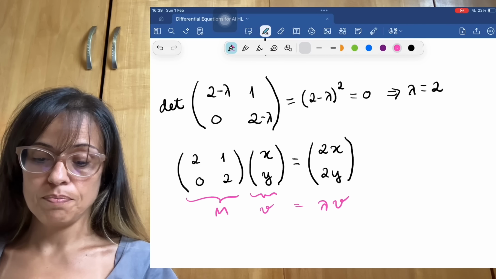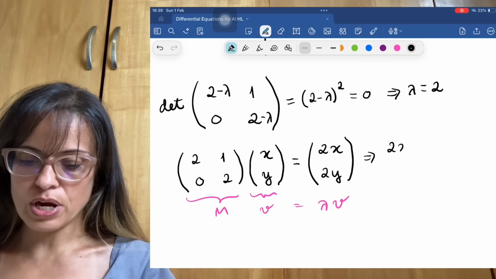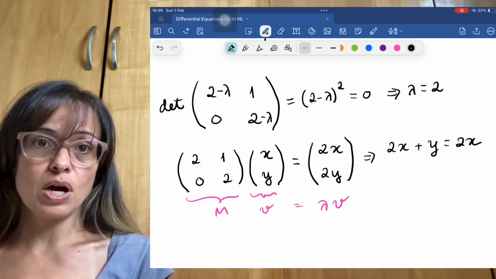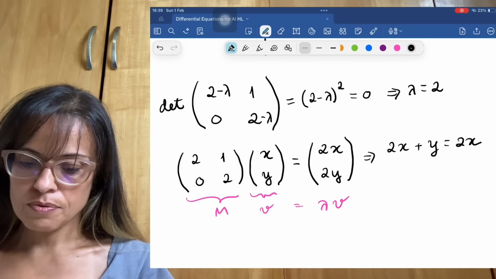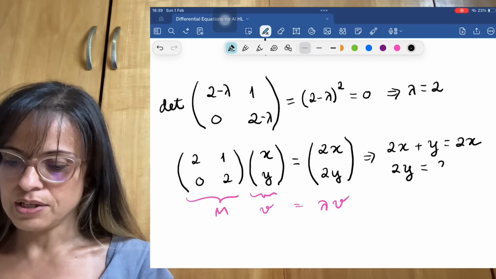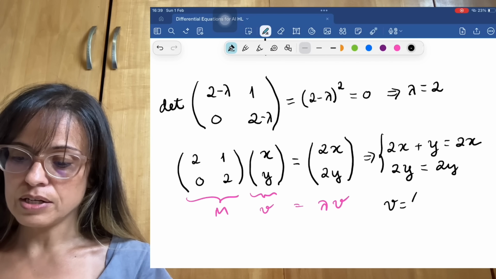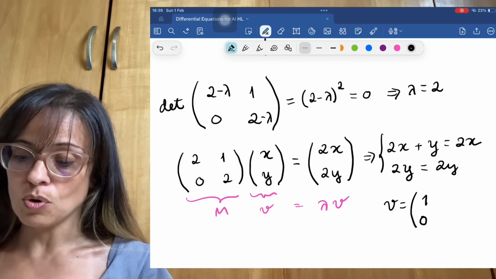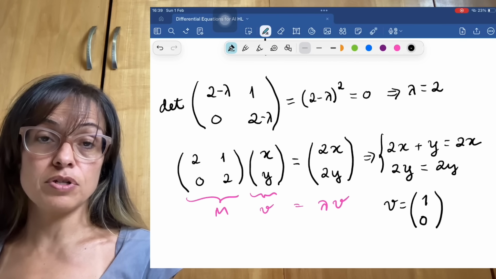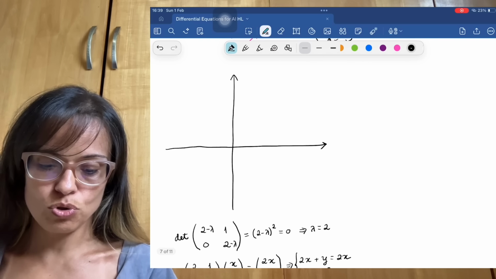equals lambda v. The system that this makes, the first line is 2x plus y equals 2x, which is giving us y equals 0. And there is not much that the second line can do. The second line is just 2y equals 2y. So the only eigenvector that we are finding is the one where y equals 0. Then you can put any number for x because the equations of the system didn't give any restrictions on that. So (1, 0), right? It is an easy eigenvector to sketch.